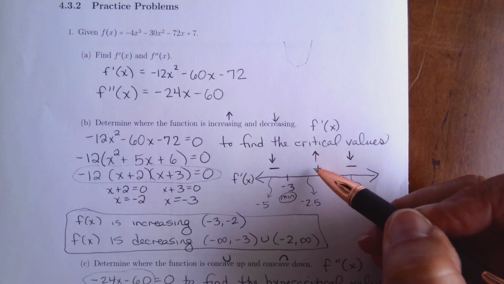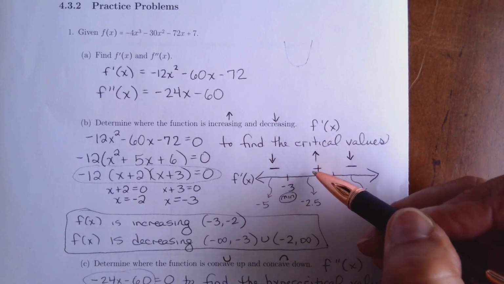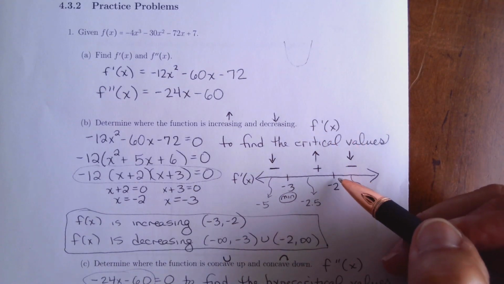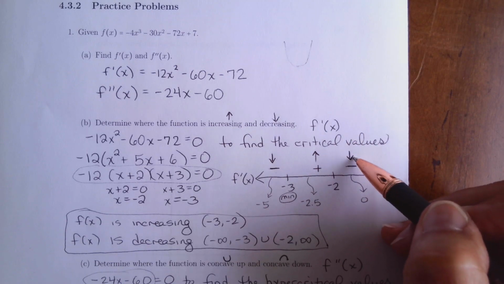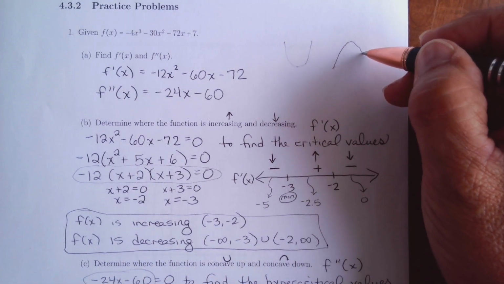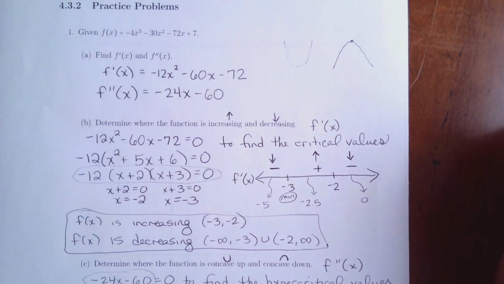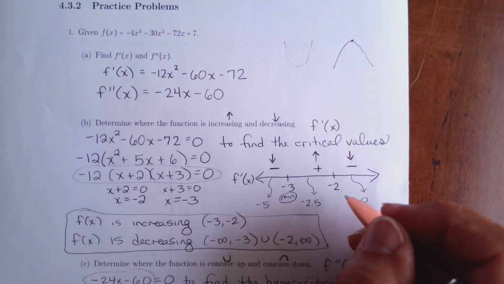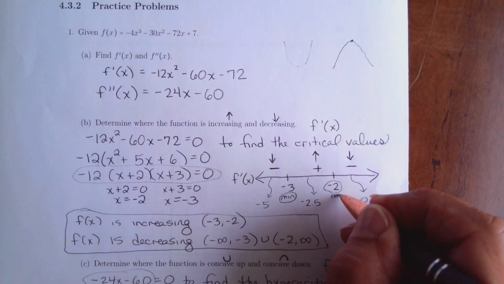Well, at negative 2 on the left side, we're increasing. We're going up. And then when we get to negative 2 on the right side, it says decrease, which means we're coming down. So at negative 2, we were increasing and then we were decreasing. So what is that? That is a maximum. So here is a max.